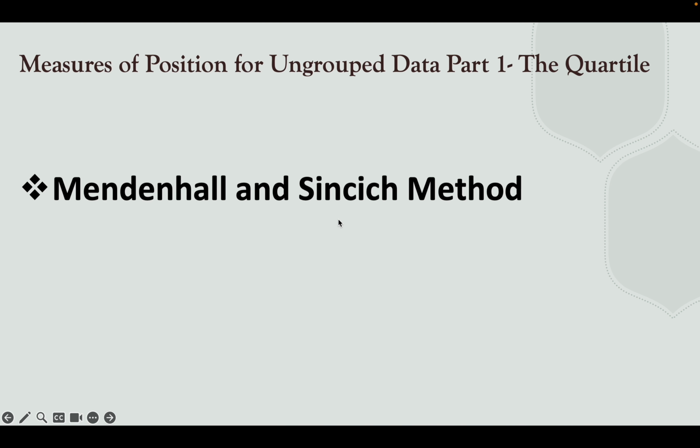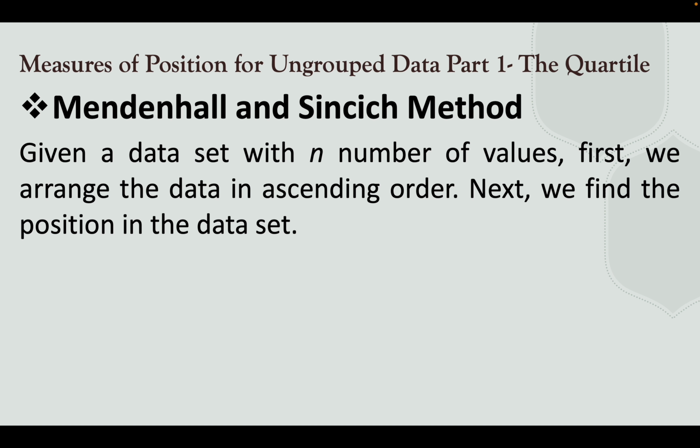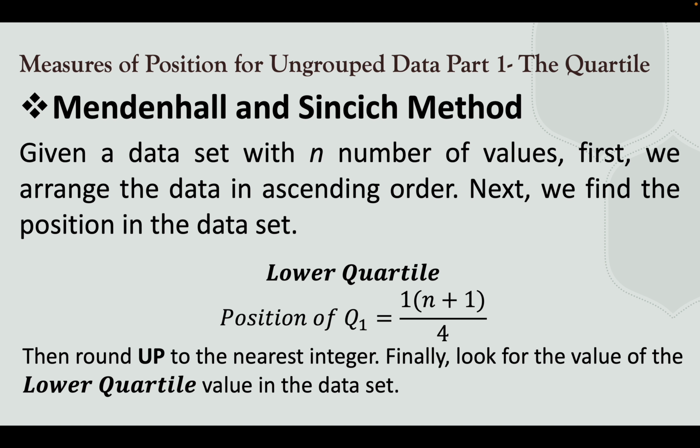So let's go to Mendenhall and Sincich's method. Given a data set with n values, first, we just need to arrange the data set in ascending order. Next, we find the position in the data set. So in solving for the position of the lower quartile, we will use the formula 1 times n plus 1 over 4, then round up to the nearest integer.